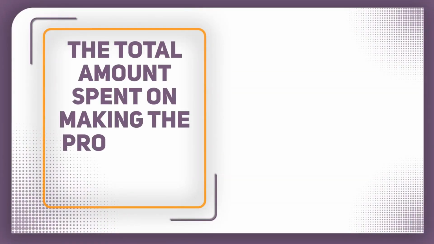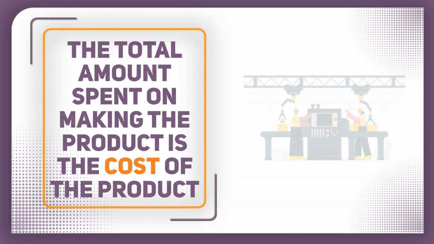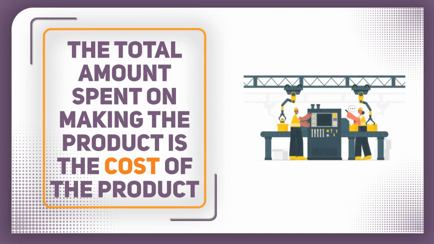But before we look in detail at this specific pricing strategy, let's make sure we can define the terms used. The total amount spent on making the product is the cost of the product. This would also include the overhead expenses such as employee wages, utility bills, and any other expenses related to making or manufacturing the product. We will discuss costs in more detail later in this video.